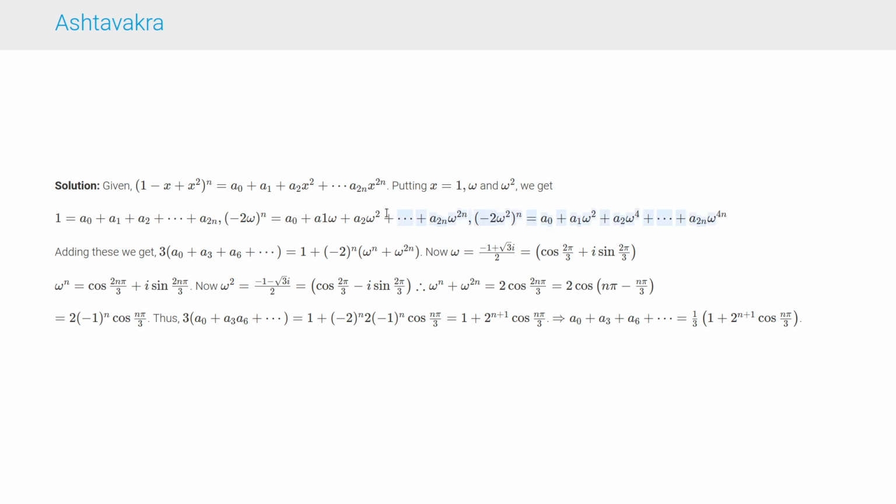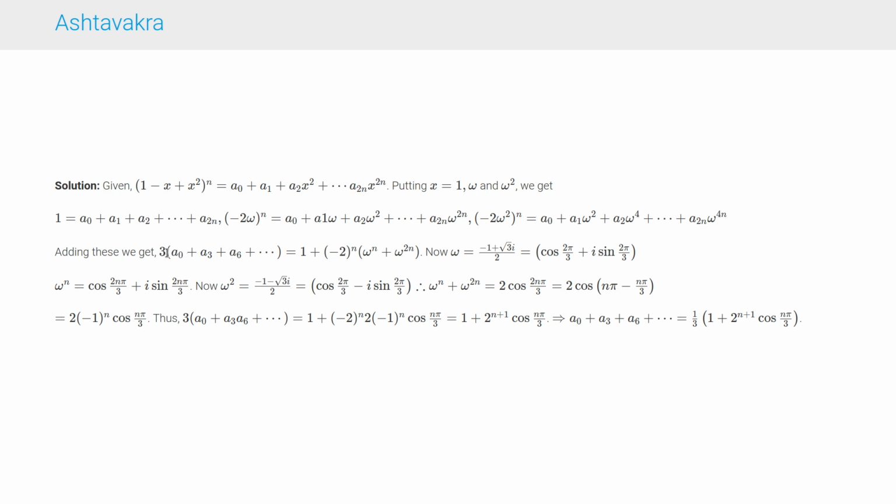Now we add these three. So you see with a1 we will have omega here and omega square here. So 1 plus omega square, that will become 0. a2 will have omega square here and omega 4 here, that is omega. So a2 will become 0. a3 will have no problem with this. So a3 will be here, a3 omega cube, that is a3, a3 omega to the power 6, that is a3. So it becomes 3a3. Similarly, a6 will become 3a6, a4, a5 will become 0.